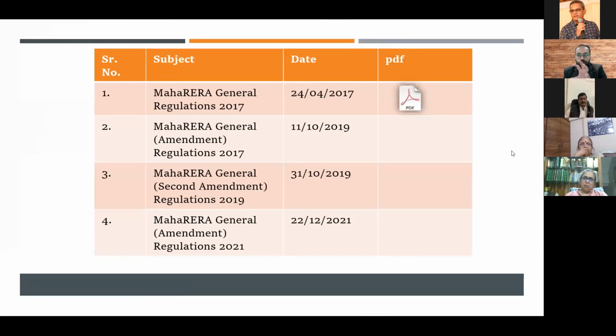The first regulation, the principal regulation, was called the MahaRERA General Regulations 2017. Thereafter, we got the General Amendment Regulations 2017. Then we had the Second Amendment Regulations in 2019. And then the latest amendment regulations came in December 2021. That is called the General Amendment Regulations 2021. So this regulation was the base for various changes in the forms.